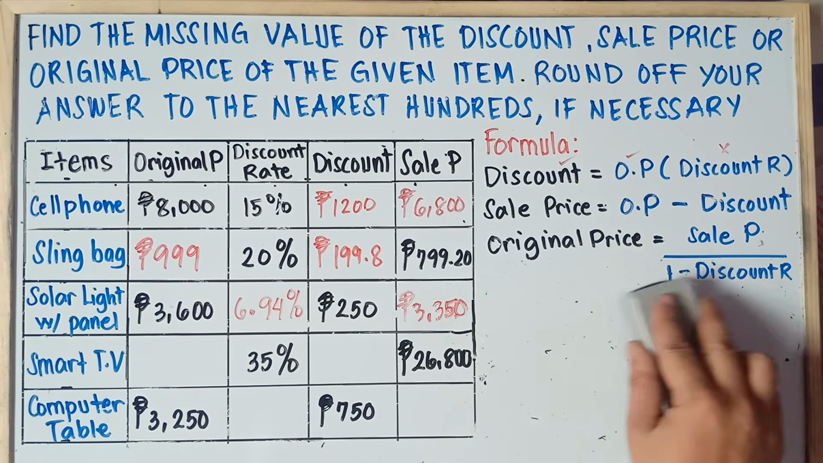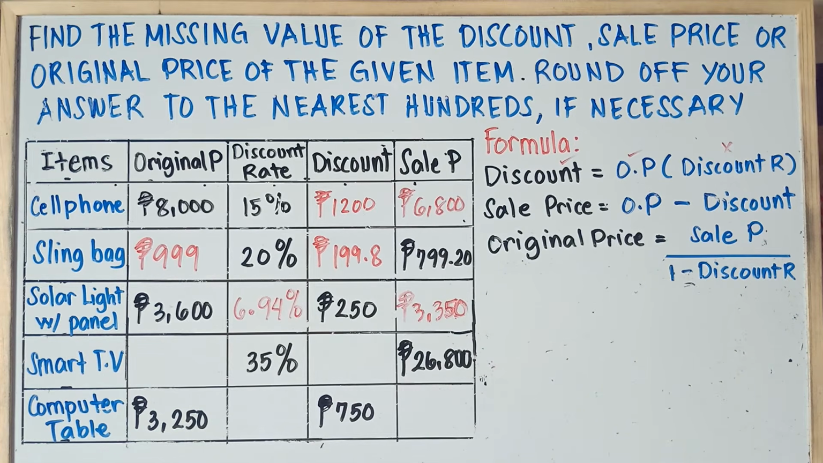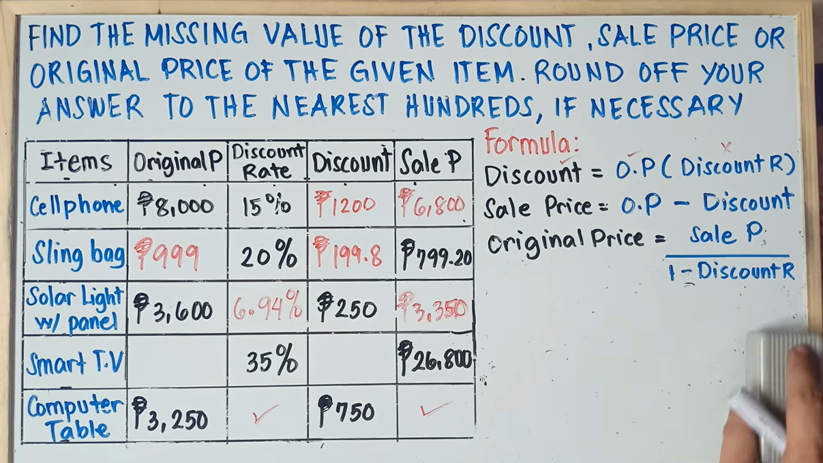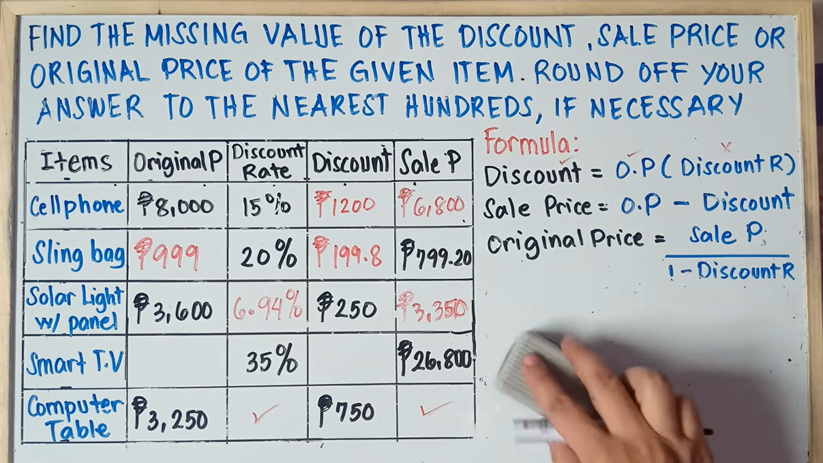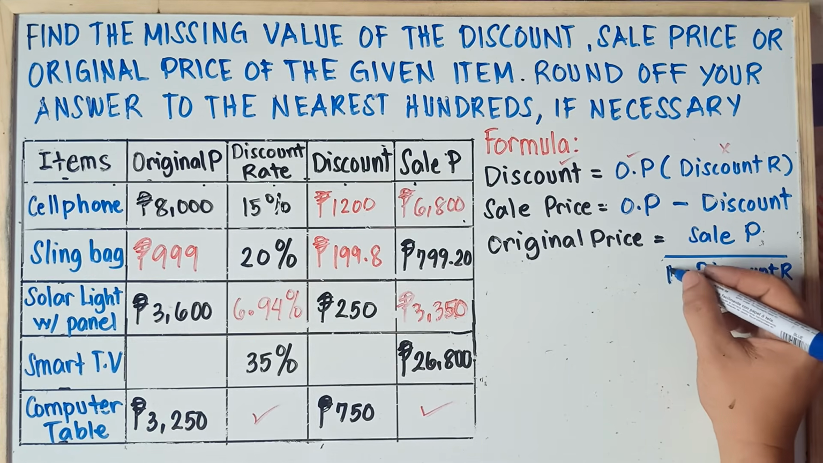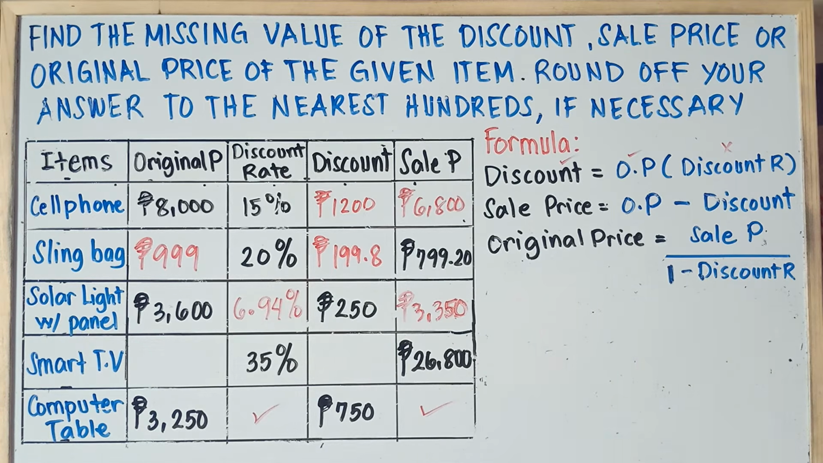Now for number 5, class, same solution with number 3. You try this one, number 5, and put your answer in the comments section down below. Let me check, class, if you really understand our topic for the discount. So feel free to answer this one. For number 5, this row, compute the table, same question with example number 3.